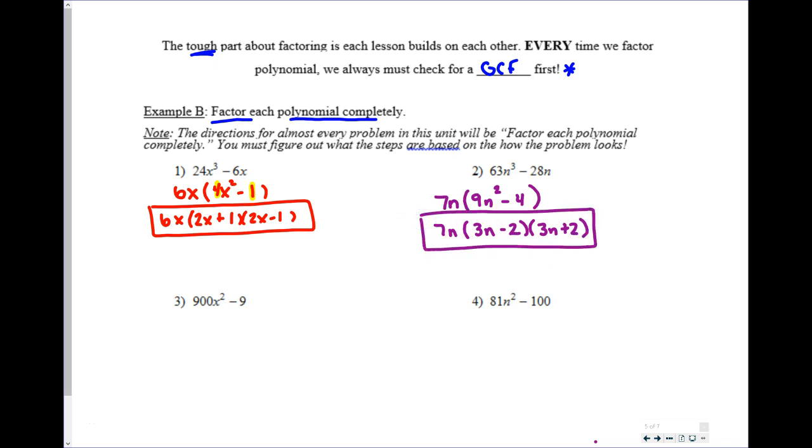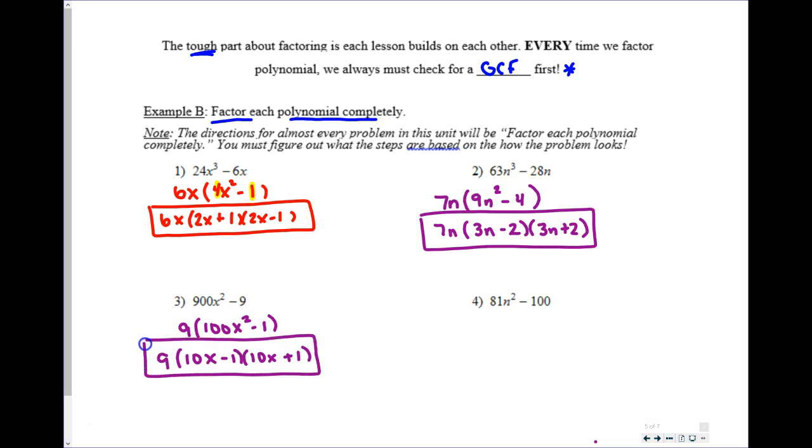Okay? Number 3, 909, you can put in your calculator. I know that the GCF is 9. I'm left with 100x squared minus 1. I know that 100 is a perfect square, so that's going to leave me 10x minus 1, 10x plus 1. You start to do this enough, and it's going to become second nature.